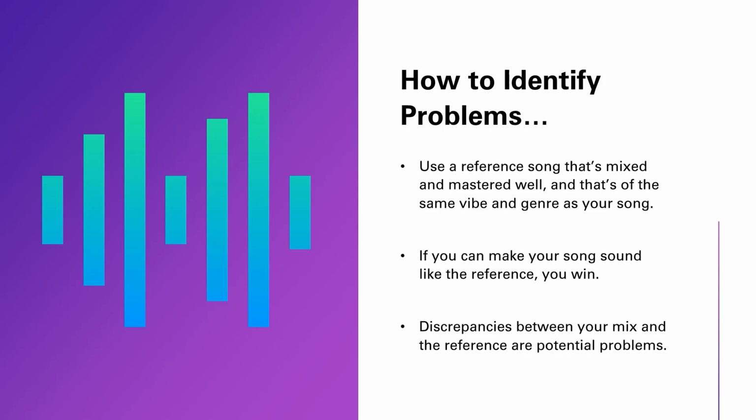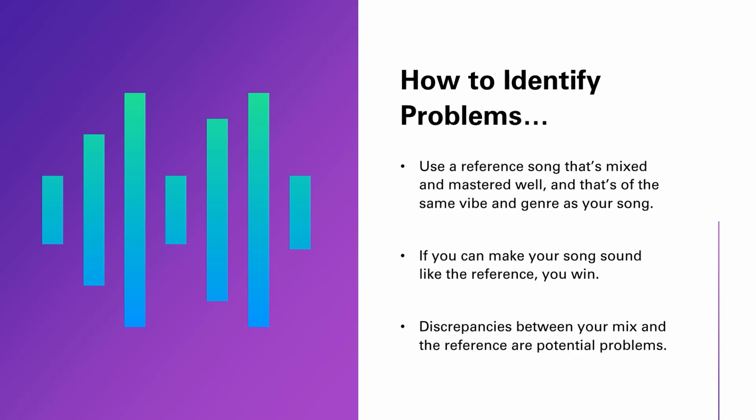To be able to identify a problem, you need to have an idea of what your master should sound like. There has to be some sort of goal or standard to strive for. Choose a reference track that you consider to be mixed and mastered well, and that's of the same vibe and genre as your song. If you can make your song sound like the reference, you win.